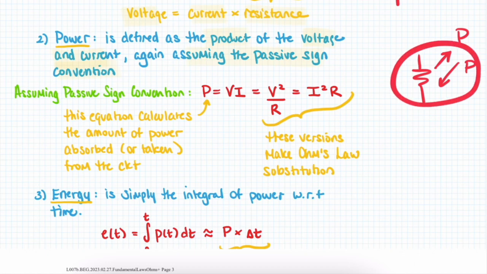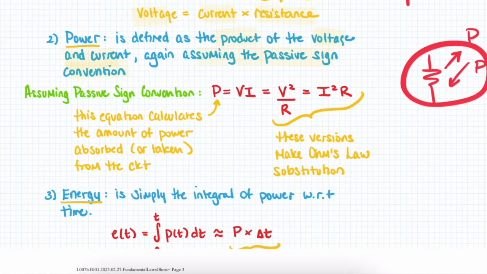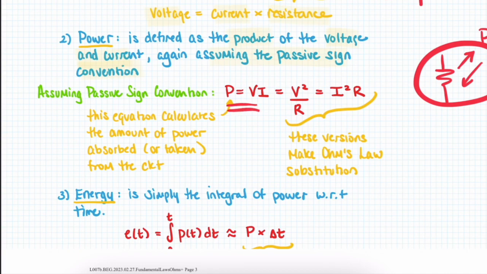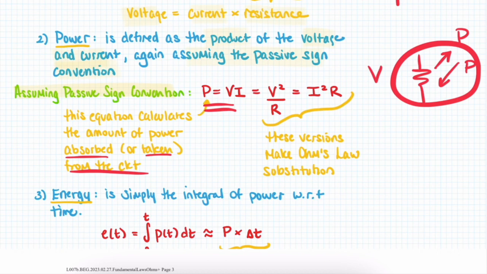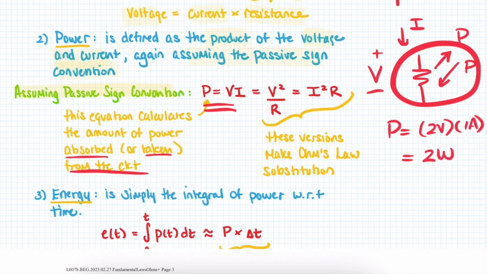So again, we need to know what the direction of the power is here. P equals VI, if we assume the passive sign convention, means the amount of power being absorbed or taken from the circuit. So P equals VI, and we're assuming the passive sign convention. We have, let's say, a voltage of 2 volts and a current of 1 amp. And so that's drawing 2 watts out of the system.